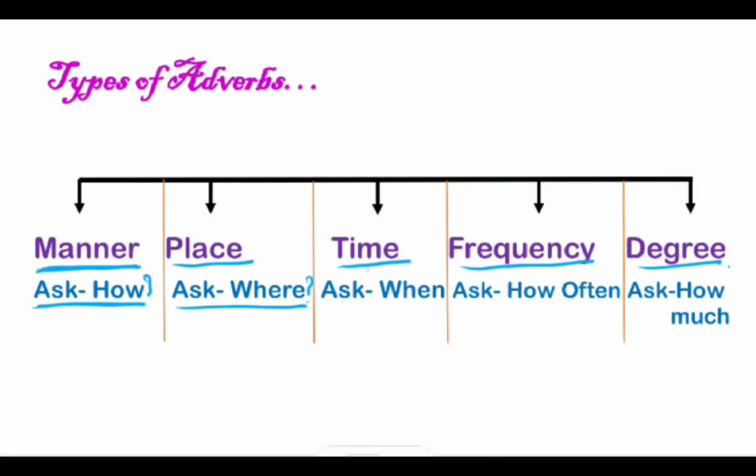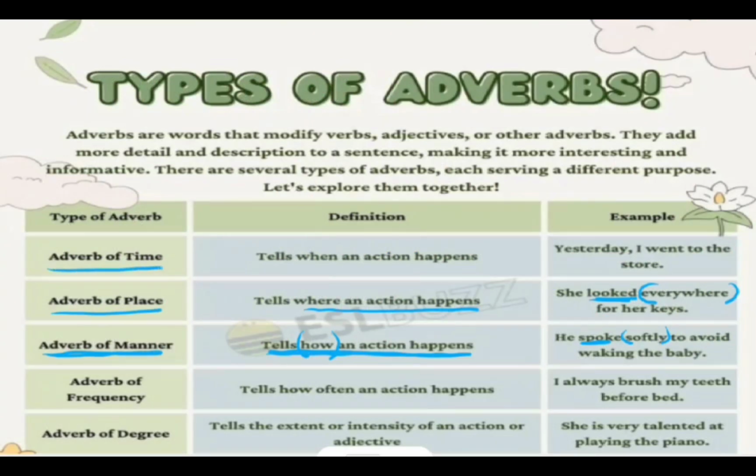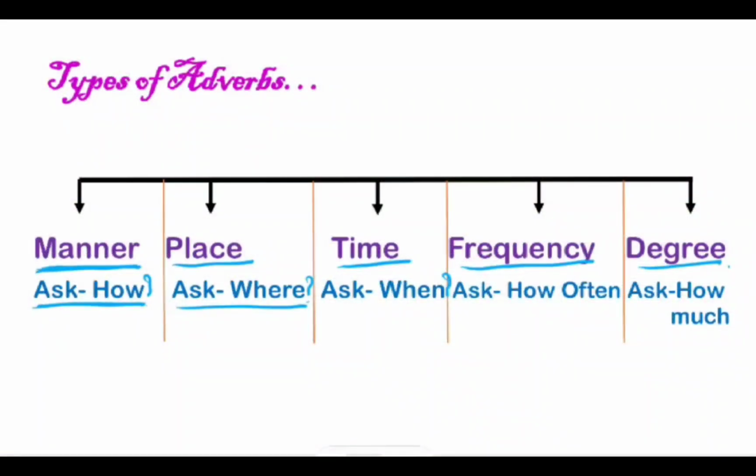Then for adverb of time, you ask the question when. This one tells you when an action happened. Yesterday I went to the store. When did you go? You went yesterday to the store. When? Yesterday. You get your answer, and that answer is your adverb.